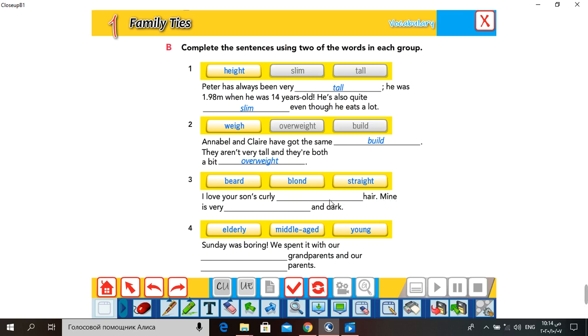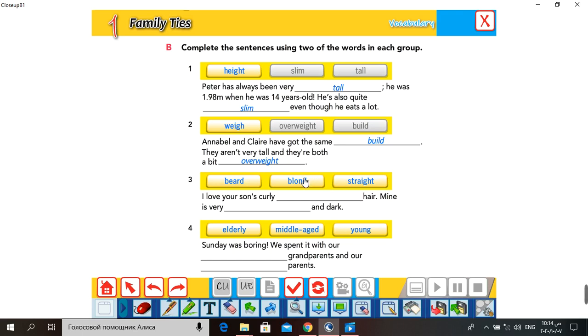So now we're speaking about hair. Can we put the word beard here? No, we can't, because we're speaking about the hair of the head. So I love your son's curly blank hair. Straight hair or blonde hair? Which one do you think?